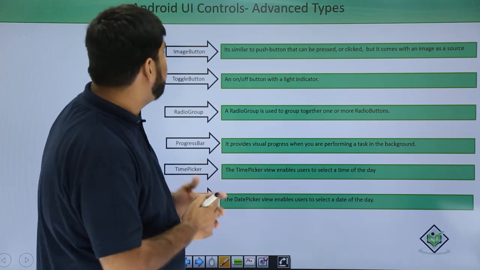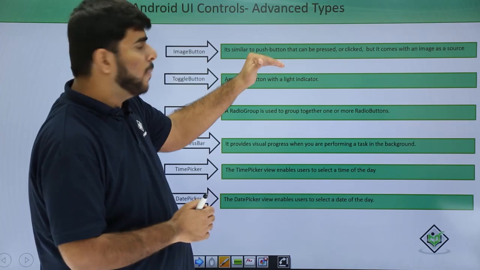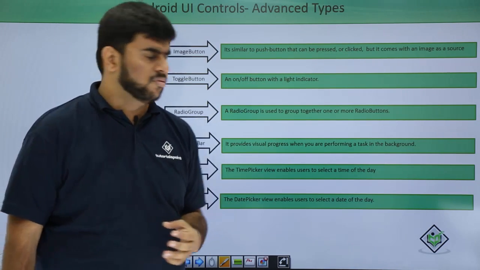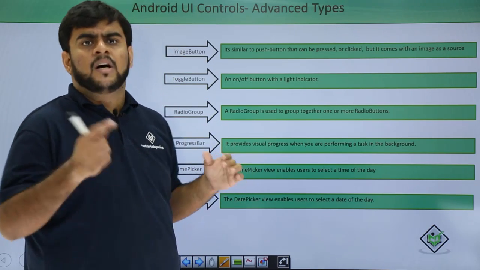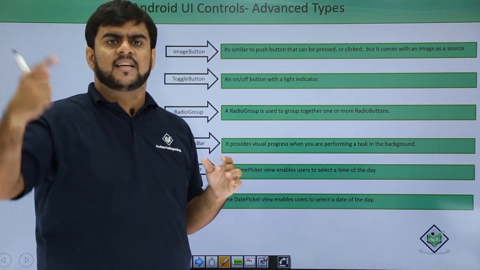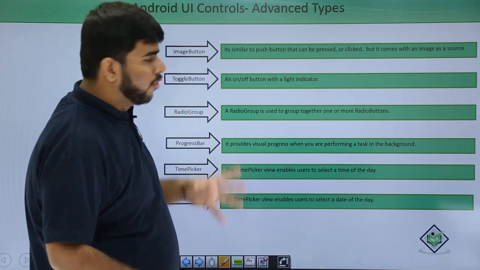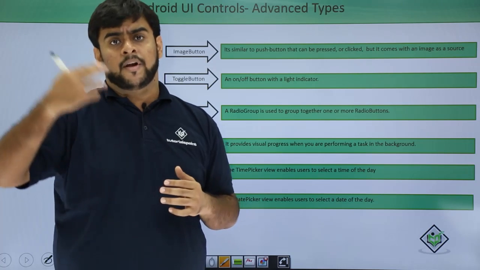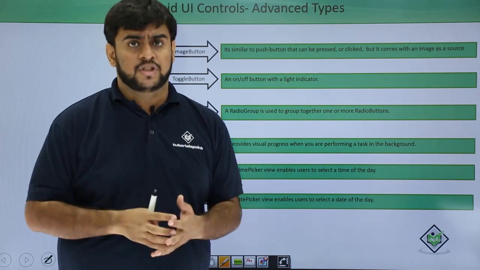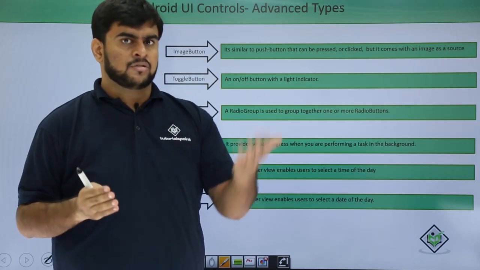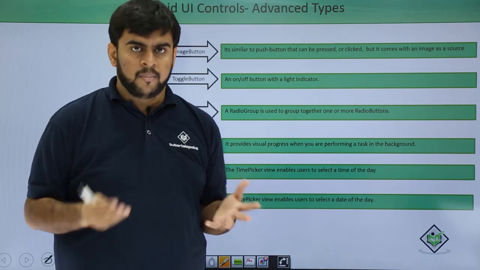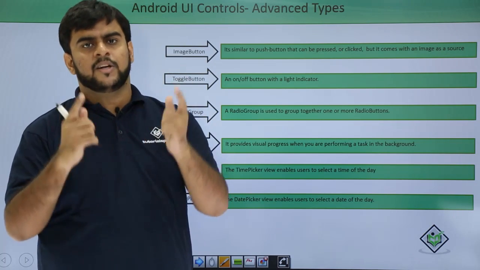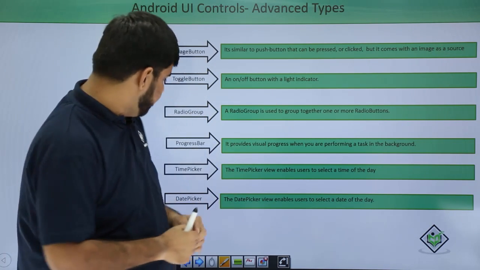If I say I have an image button, it's similar to a push button. Everything remains the same, but the only advantage is that it can have an image as a source. After this, you have the toggle button, a light indicator button, in which you say that it's either on or off. Then we have a radio group. As I told you, only one of the radio buttons can be clicked. Like if I ask what's your gender, you would say male or female, right? So either you click male or you click female. Out of those two, only one has to be clicked. So we club these radio buttons into one and it forms a radio group.